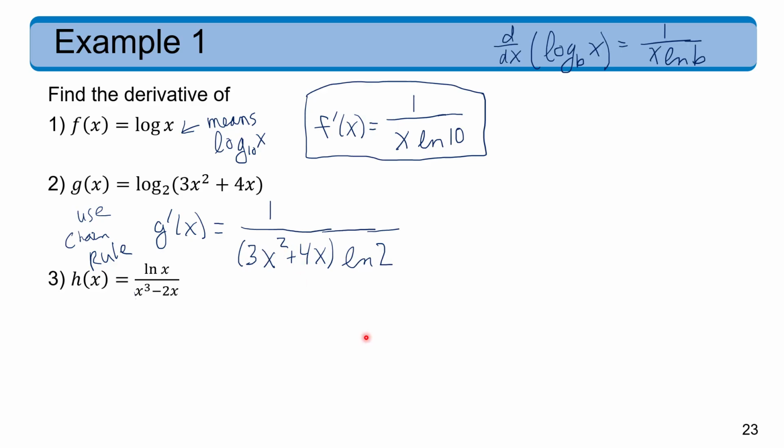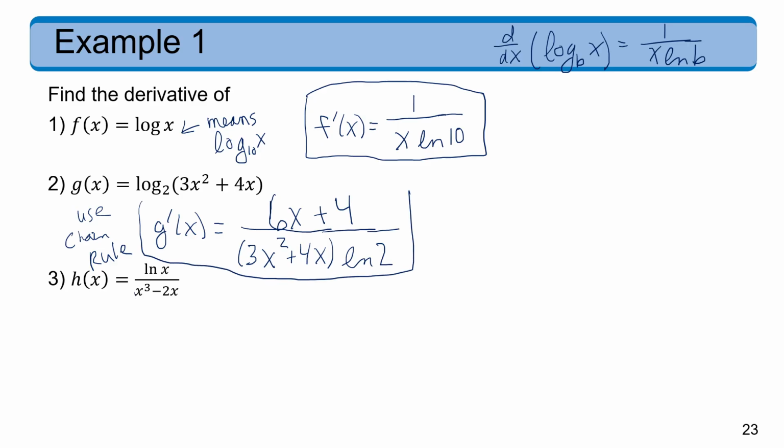Now the chain rule has the second factor, which is the derivative of the inside part. So we need the derivative of the part in parentheses, which would be 6x plus 4. It might look a little better if we put that in the numerator. So 6x plus 4, and then we're done.